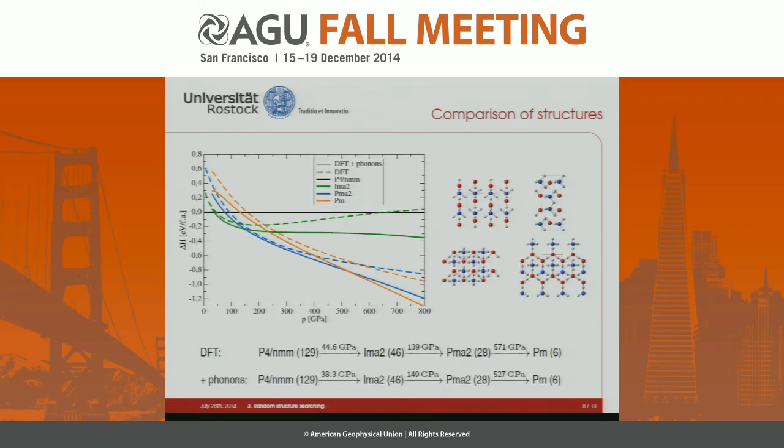And as Miguel Morales pointed out this morning, in this pressure regime it's very important to have zero-point motion energies. So we also did some phonon calculations to account for that. And you see the transition pressures change quite significantly, up to 14%. So it's really important to consider the phonons here.